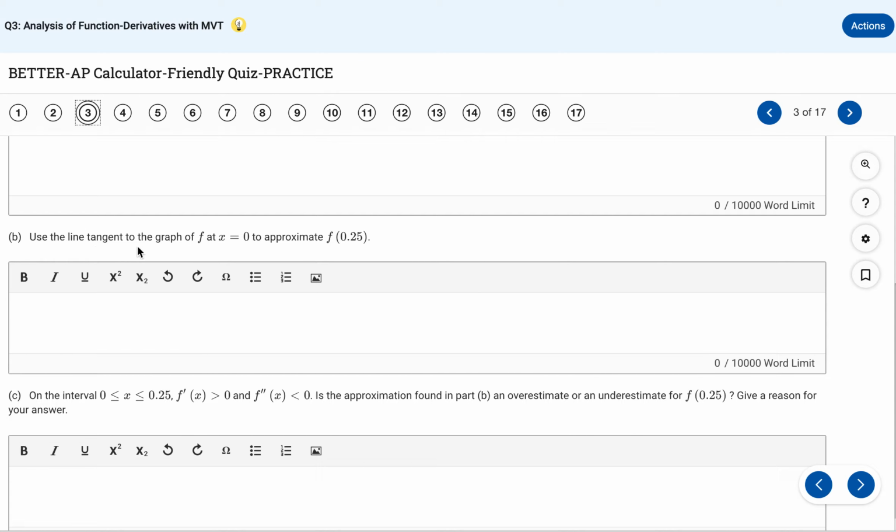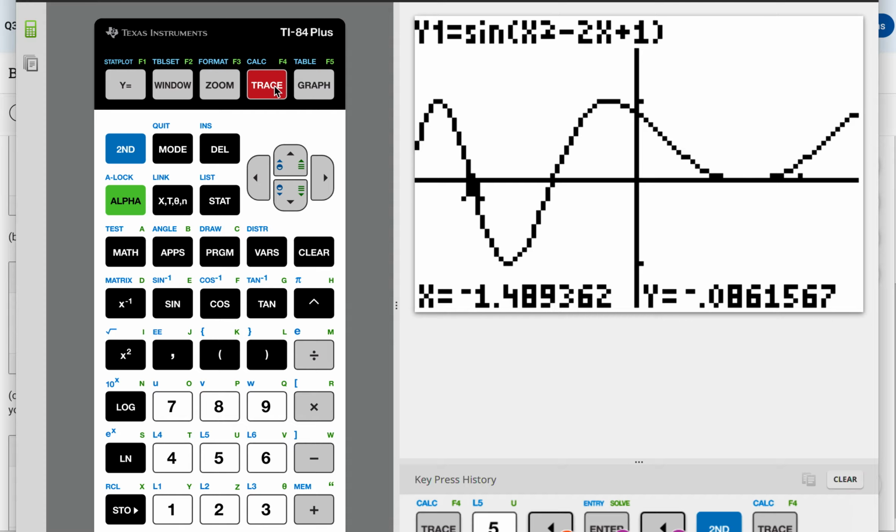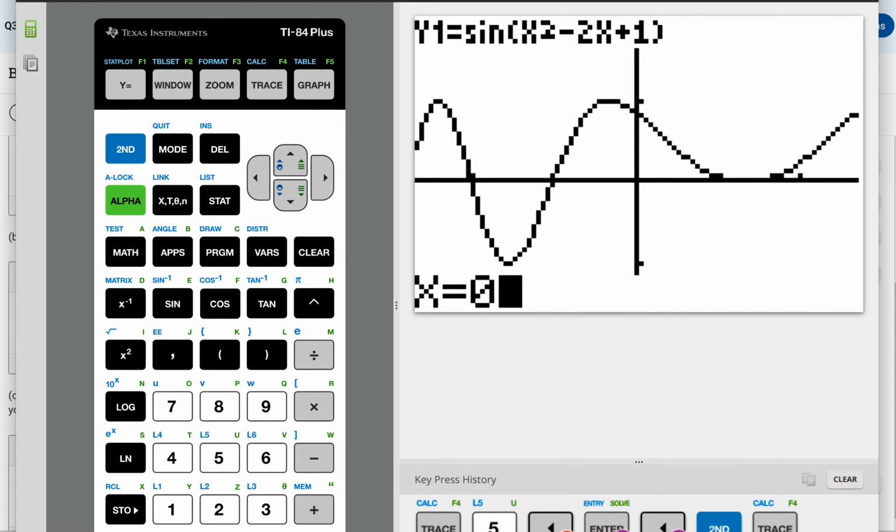Use the line tangent to the graph at x equals 0 to approximate. Okay, so this is a linearization here. We know that when x is 0, the function is at 4. So we're dealing with the point (0, 4). We can put that into point slope form. We just need to know the slope here. I'm going to use my derivative at 0 to predict this point here. So if I go back to my graph, I just need to hit the trace button, and then I type in 0, and it appears there.